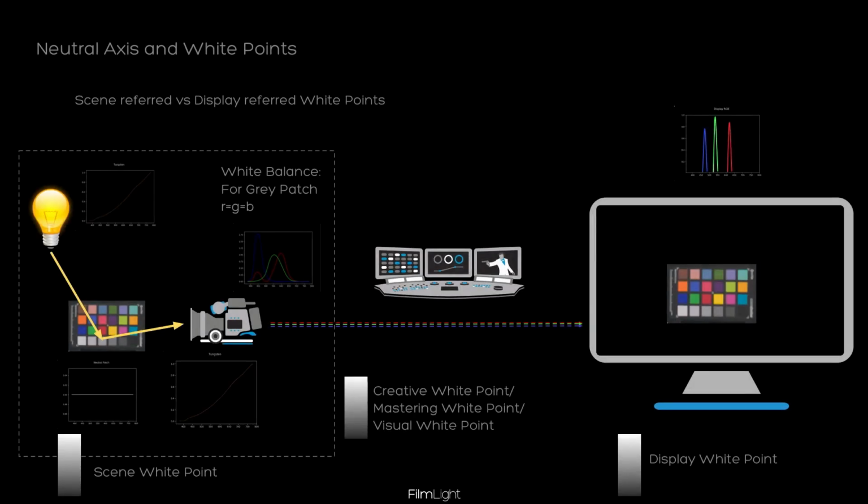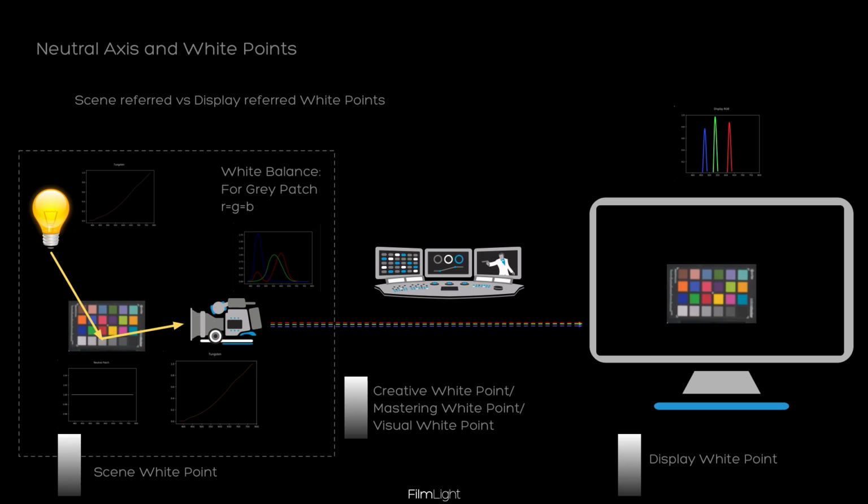To manage all of those various white points, we need a third white point in our pipeline, which is the mastering white point, or creative white point, or sometimes also called the visual white point. From now on, I call it the mastering white point because this is the term in TrueLight color spaces. The mastering white point connects the scene-referred neutral axis and the display-referred neutral axis. With this setting, we give the scene-referred neutral axis a visual meaning.